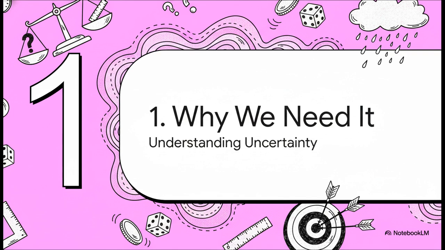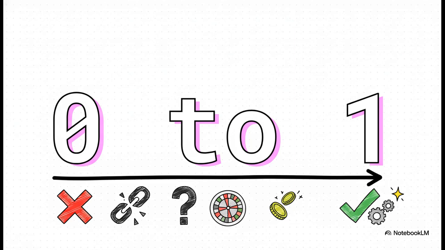Well, the short answer is, the world is unpredictable. Things are messy, and we need a tool to measure that messiness, to actually put a number on uncertainty itself. And for all its power, probability at its core is incredibly simple. It's just a number that lives on a scale from 0 to 1. 0 means something is absolutely impossible. It's never ever going to happen. 1 means it's a sure thing. It's certain. And everything else, all the maybes of life, they just fall somewhere in between.